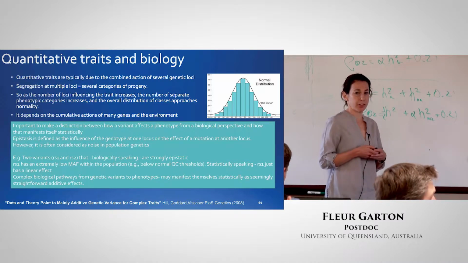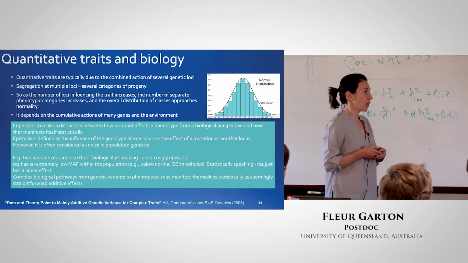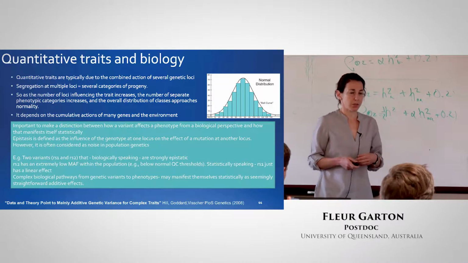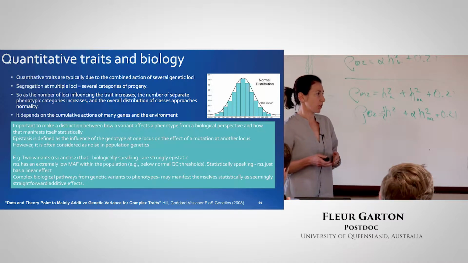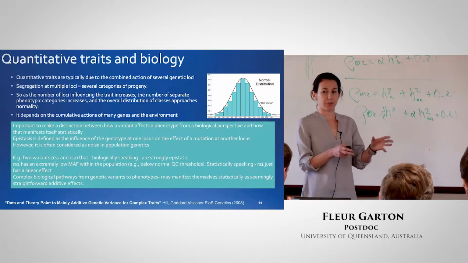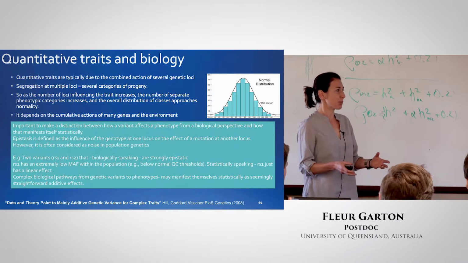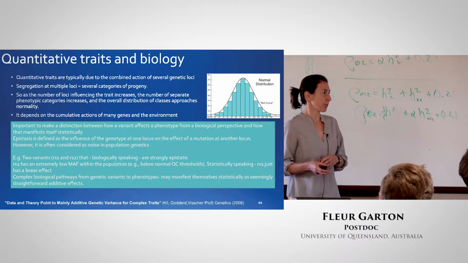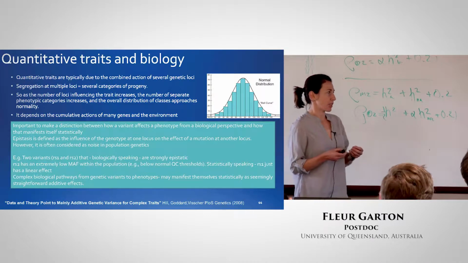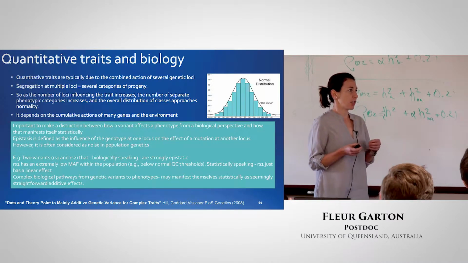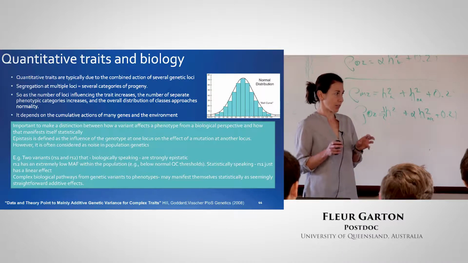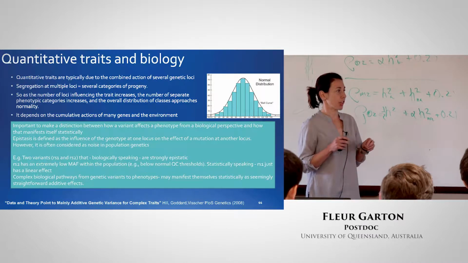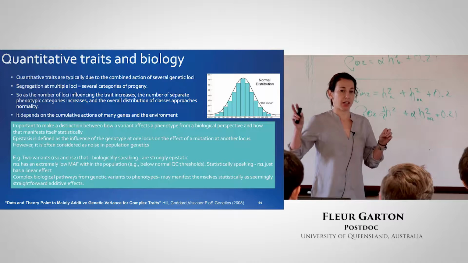I just wanted to briefly talk about epistasis. It's important to make a distinction between how a variant affects a phenotype from a biological perspective and how it manifests statistically. When we talk about epistasis, it's really defined as the influence of a genotype at one locus on the effect of a mutation or a variation at another locus.